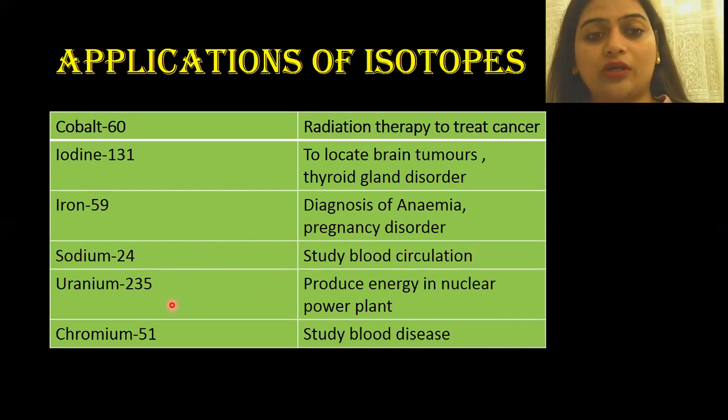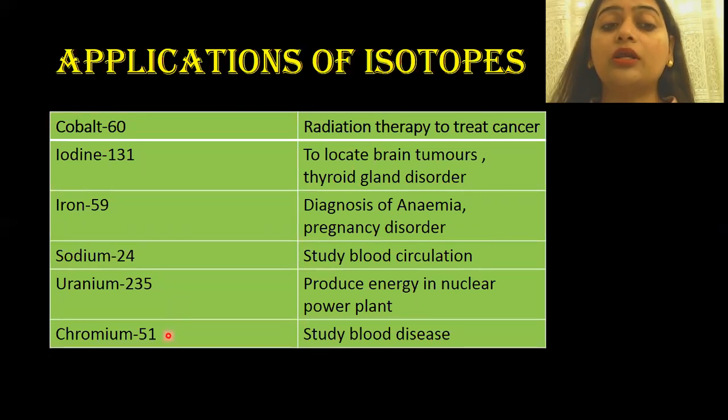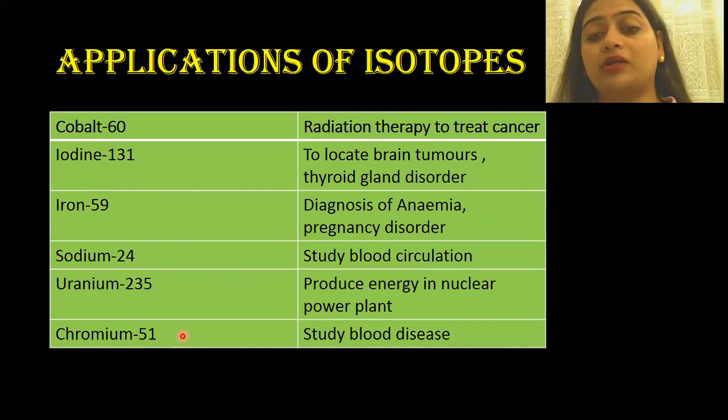Similarly, uranium 235. Uranium 235 is one of the most radioactive isotopes, and it is used to produce energy in nuclear power plants because it emits a large amount of radiations. Similarly, chromium 51, we can use this isotope to study a number of blood diseases.